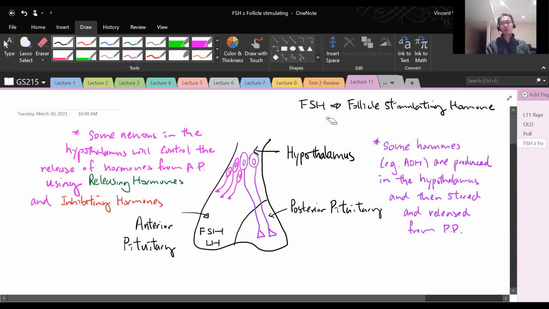Okay, it's good to know what the hormone stands for because usually the name tells you what they do. Follicle stimulating hormone stimulates the follicle. And then the other one is LH, which is luteinizing hormone. It's the dominant hormone during the luteal phase of the menstrual cycle.